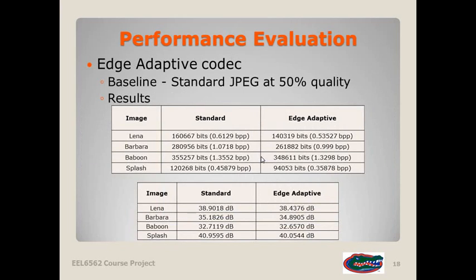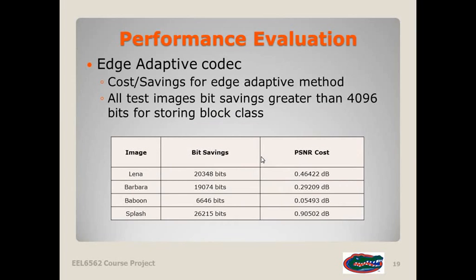For the edge adaptive codec, we started with a baseline standard JPEG at 50% quality. The first table shows the encoded image sizes for both methods. The second table shows the PSNR values for both methods. This table shows the cost savings for the edge adaptive method. As you can see, the bit savings incurred by the edge adaptive method were on average around 20,000 bits, which is a significant increase over the standard JPEG method.